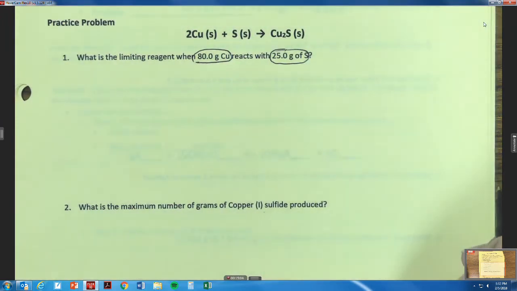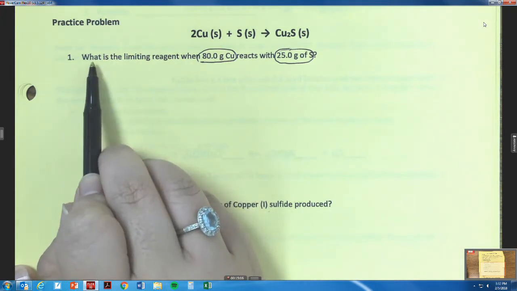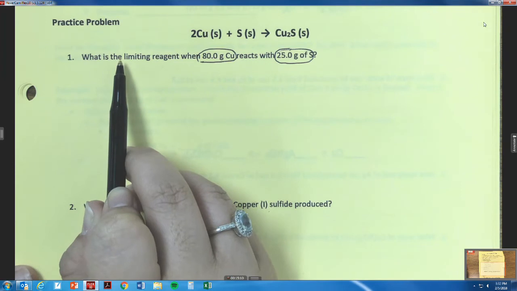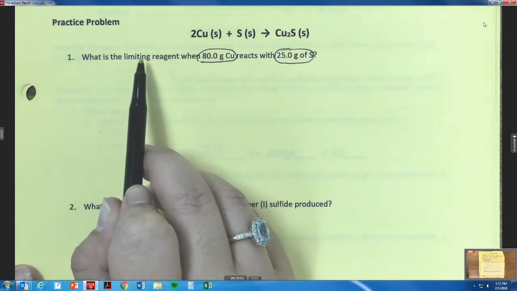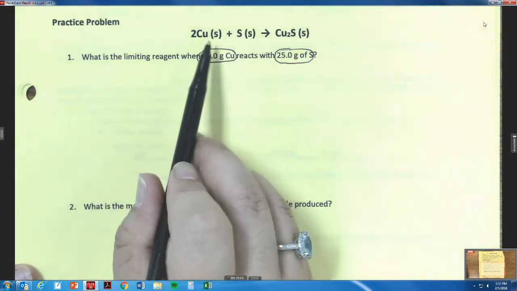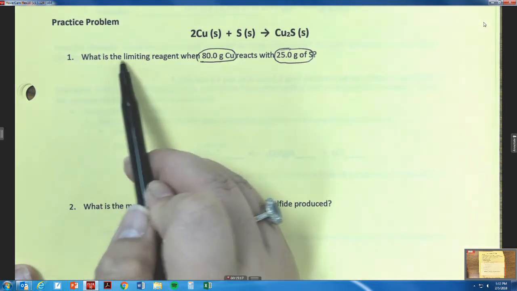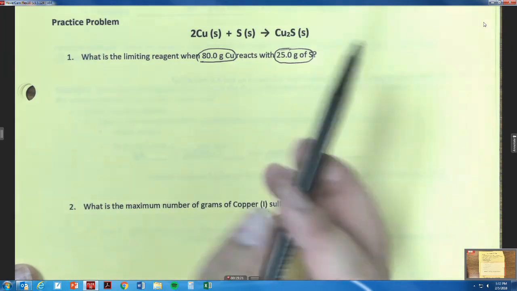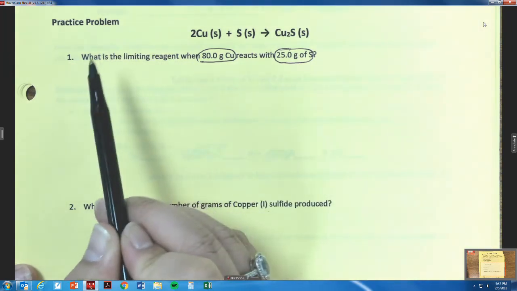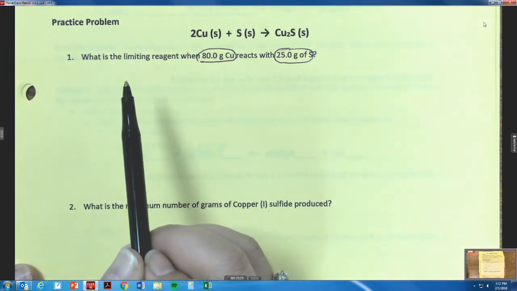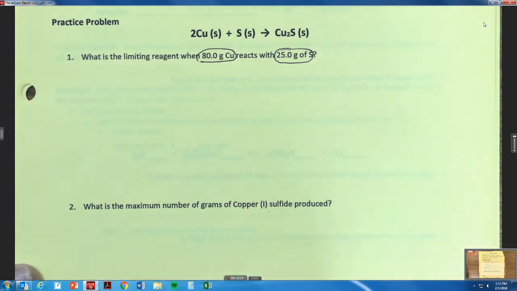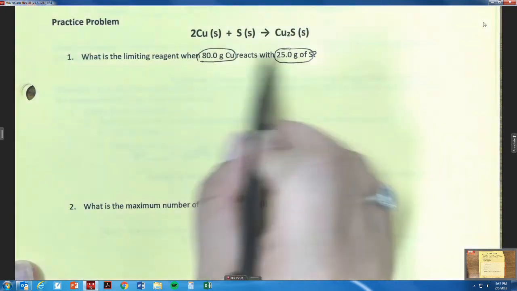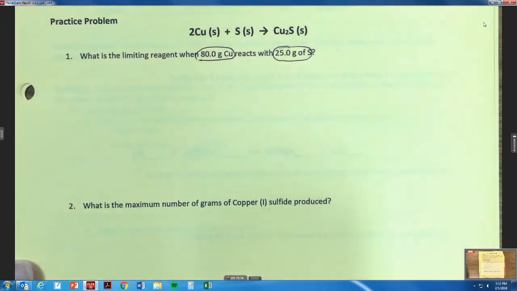Remember, if your question does not ask you to convert to something specific, like grams of your product, then you are going to convert to moles of your product. So again, if it doesn't specify what to look for or what to convert to, you are going to convert to moles of your product. Let's go ahead and convert these two numbers to moles of our product.